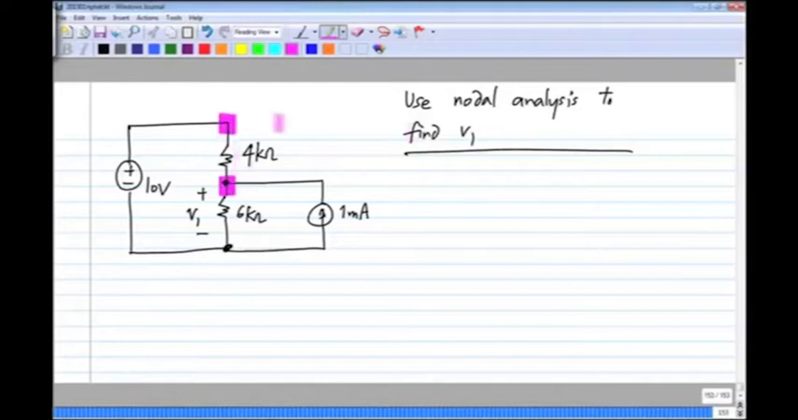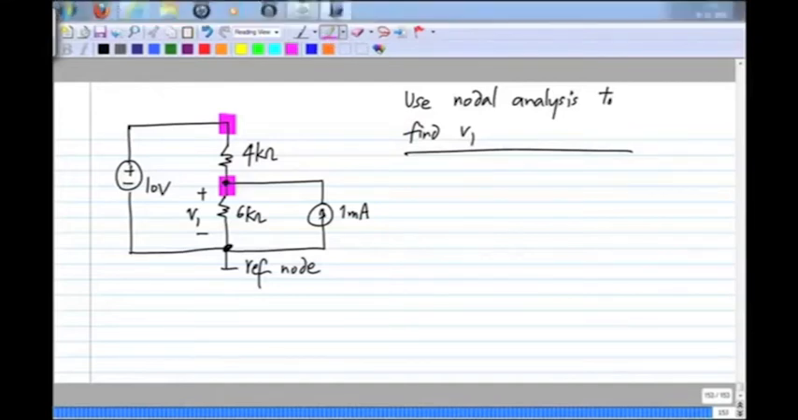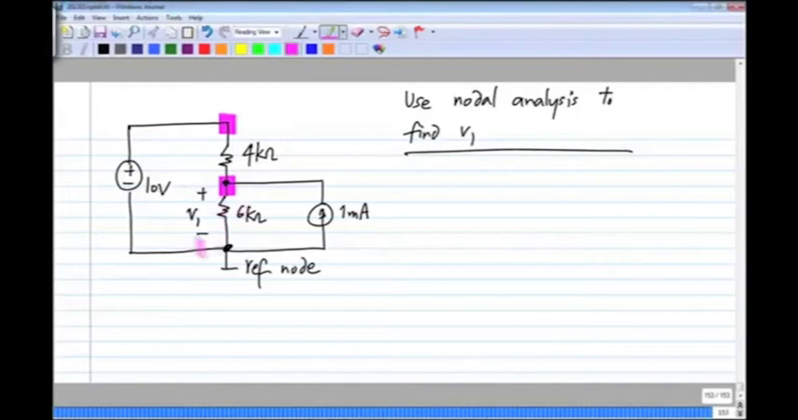This is an extremely simple example. There are only 2 nodes. In fact, I suggest that you take this as the reference node. There are only 2 nodes in the circuit, and this node has a voltage source connected to the reference node. So this node voltage is already known. So you only have to write one equation, one nodal equation, and solve for V1. So please do that. Please take it as an exercise, and let me know the value of this V1 in this circuit.